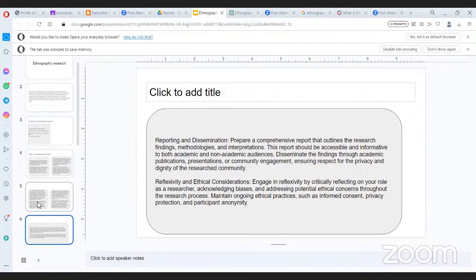So this is very, very important because you have to develop the trust. You have to build the trust among the community, so they will perceive you as trustworthy. Then you can get a lot of information from them.